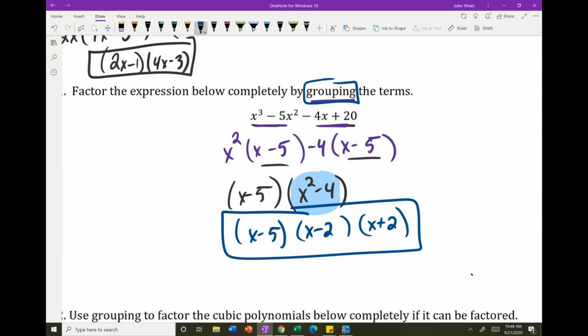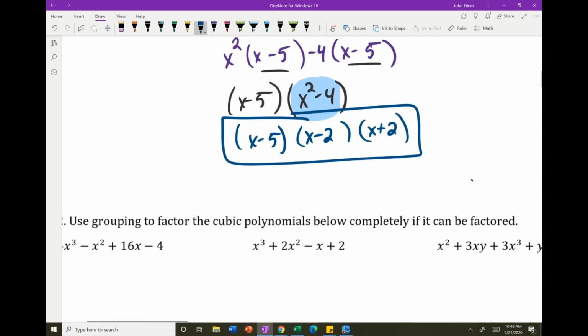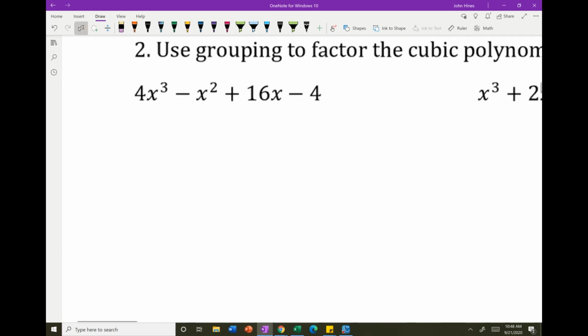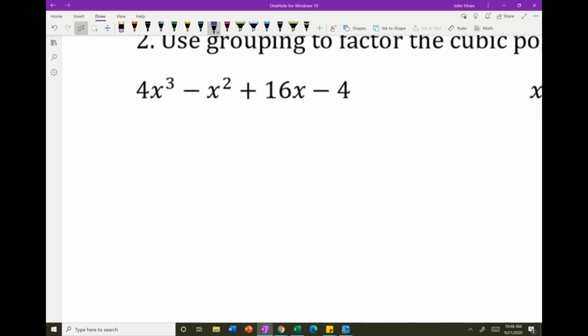So grouping. We use grouping when we have 4 or more terms. We talked about how to factor binomials, how to factor trinomials. Now we're talking about a strategy that works when you have 4 or more terms. So let's try to factor these if it can be factored. Grouping isn't the end-all be-all method. It doesn't always work, but we're going to try it. So notice I have 4 terms here, so I'm going to group those 2 and group those 2.